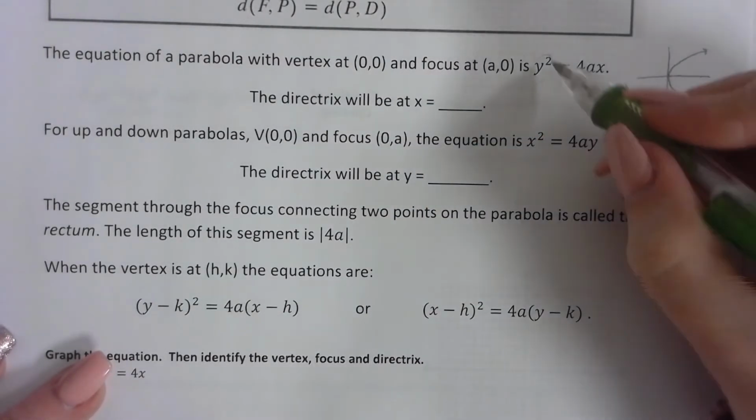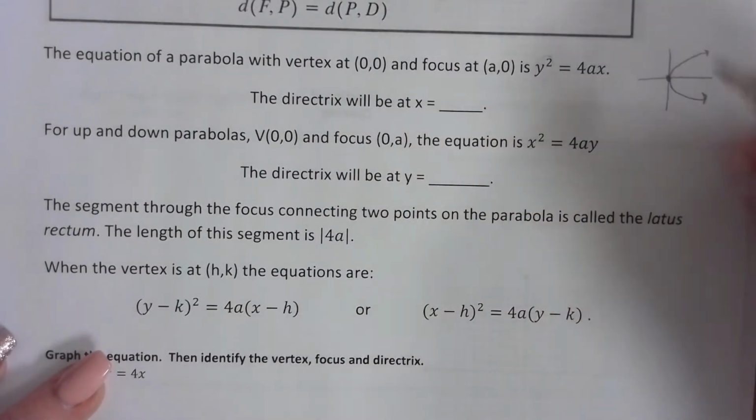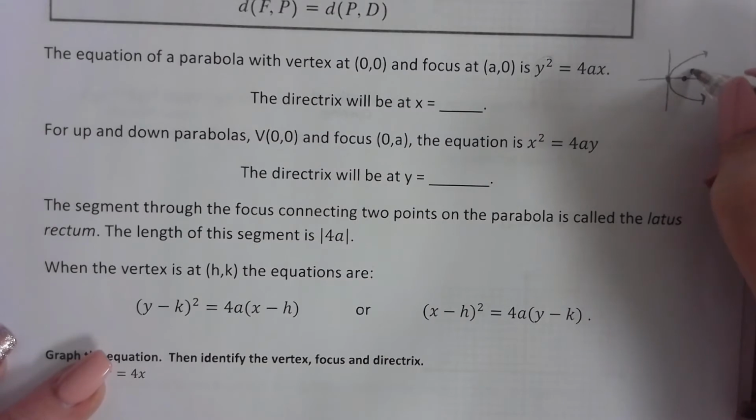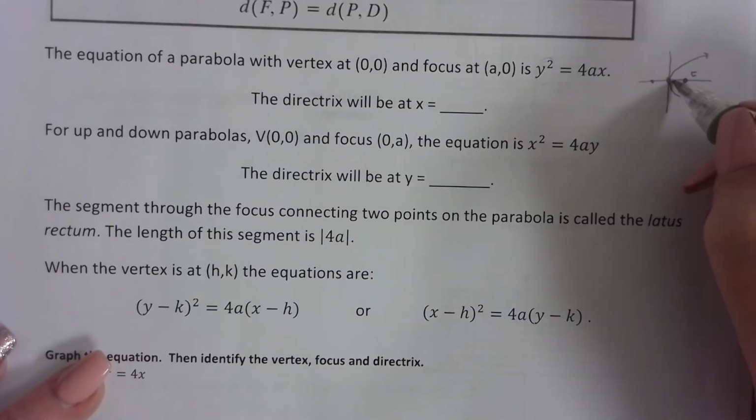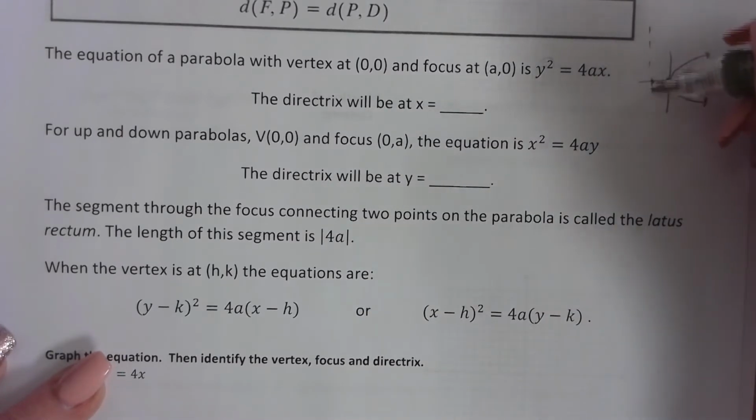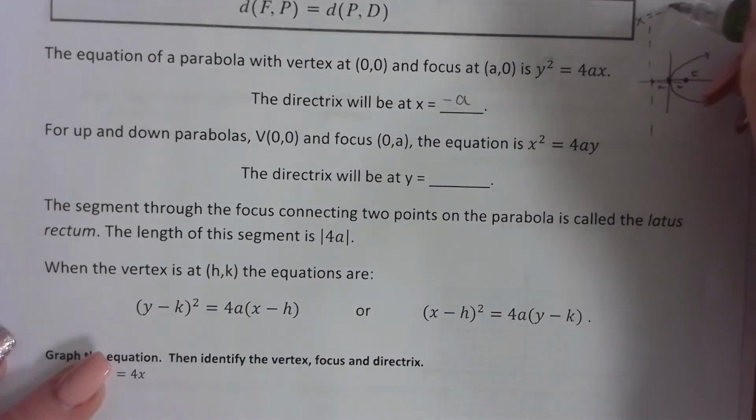The vertex of this equation is at 0, 0. The focus is at (a, 0). Our focus would be right here. And then the directrix is the same distance. So if this distance is a, then this distance is a. So our directrix here would be at the line x equals negative a.